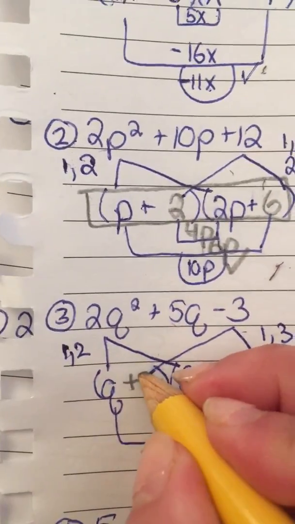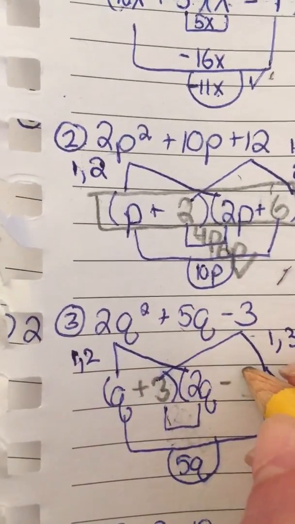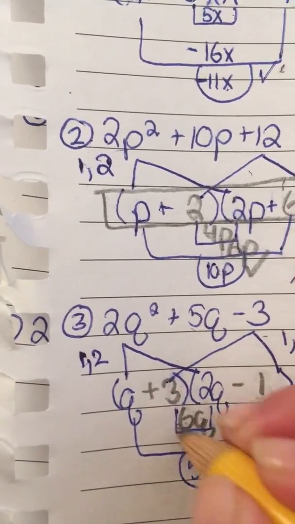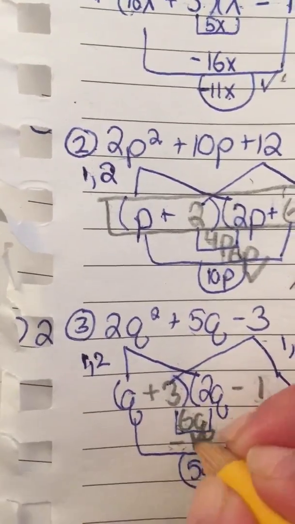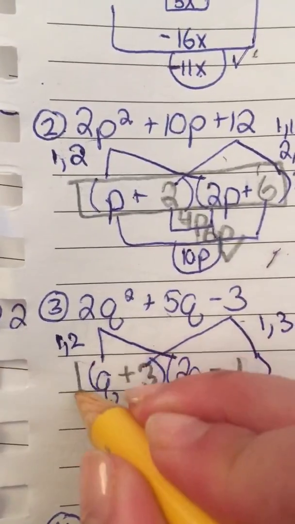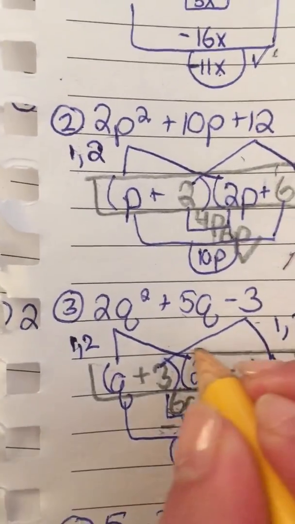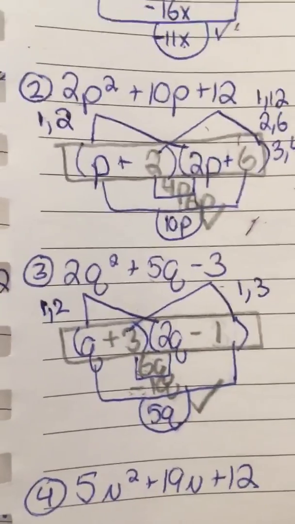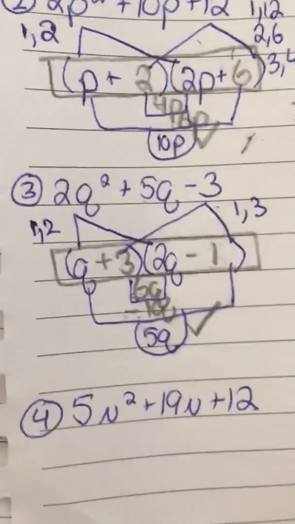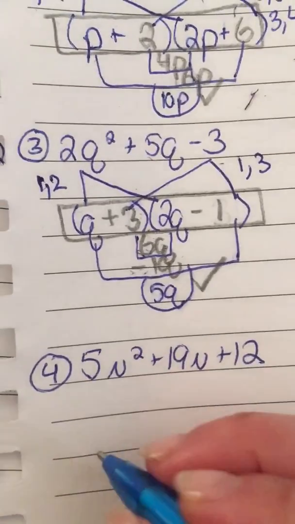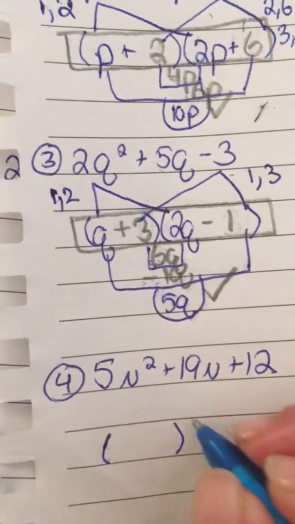So let's put 3 there and 1 there. 3 times 2 is 6q. Negative 1 times q is negative 1q. 6 minus 1 is 5. We got it. So usually these you will have to check at least once. Sometimes you get lucky and get it right the first time, but say 90% of the time you are going to check more than once. Okay, and we'll do one more like this.